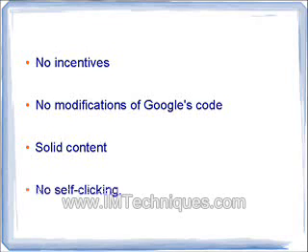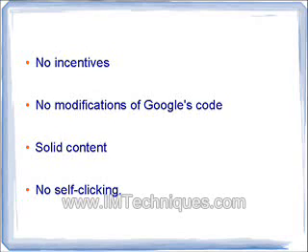And there's no self-clicking. You're not allowed to click on your own AdSense advertisements for obvious reasons. If you're caught doing this, you run the risk of losing your AdSense account altogether, as well as forfeiting all the earnings. Now that we have that out of the way, let's dive into the fundamental strategies for maximizing your income using Google AdSense.